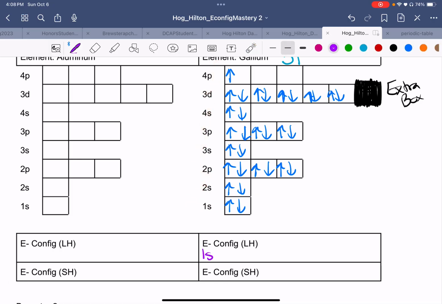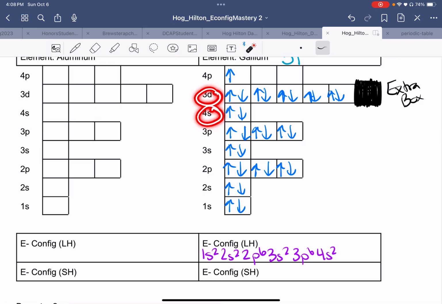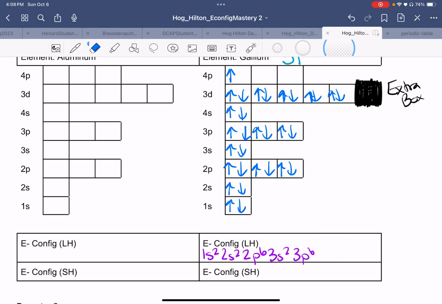Okay, so 1s2, 2s2, 2p6, 3s2, 3p6, 4s2. But wait a minute, what do I do right here? Well, you actually have to write all the 3's together. So it's going to be 3d10, 4s2, then 4p1. Formally written, all my 3's have to be written together.